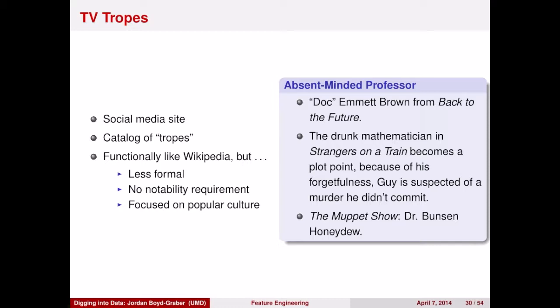So first, it's a social media site, and it has a bunch of tropes. So tropes are themes that reoccur in popular media. One example of a trope is the absent-minded professor trope. What TV Tropes does is it makes a catalog of all of the examples of a given trope across a variety of media: television, film, books. So here are some examples of the absent-minded professor trope from movies, from television shows, and so on.